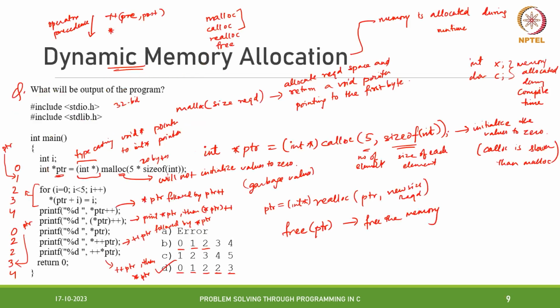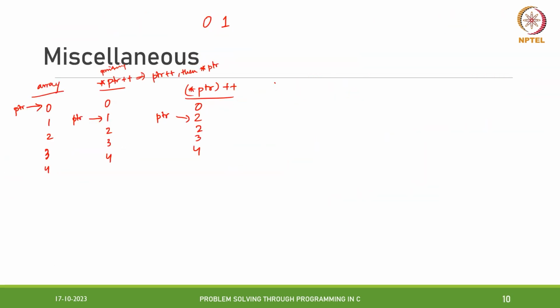Okay, now next I am printing star ptr. Star ptr basically means whatever it is pointing to, it will just print that value. It is referring to that value. So 2. Okay, so no changes in the pointer pointing to. So the pointer is still pointing to the second element. The value of the second element is 2.